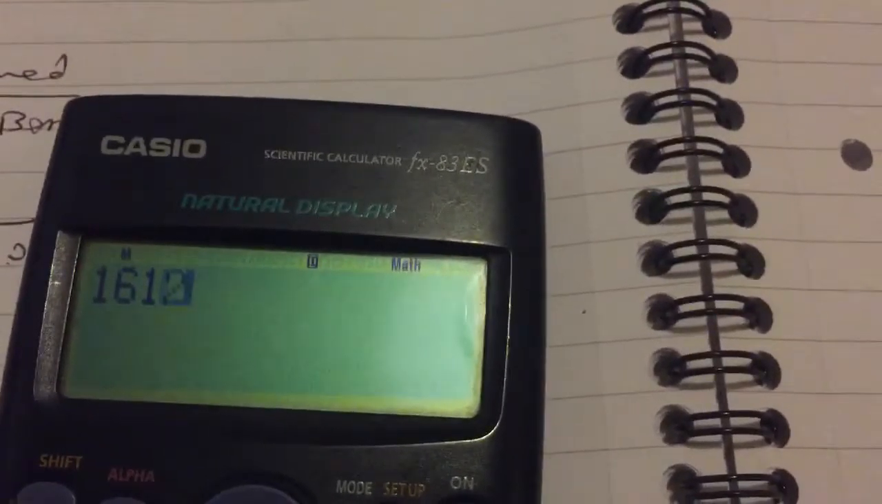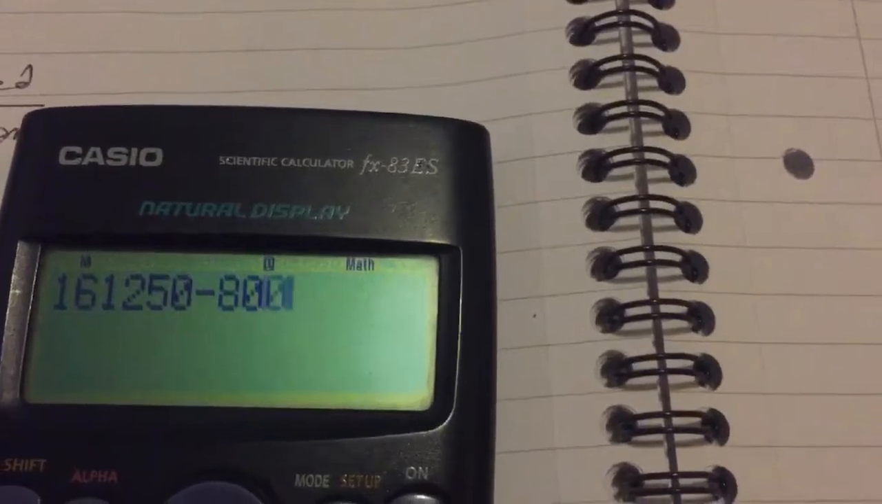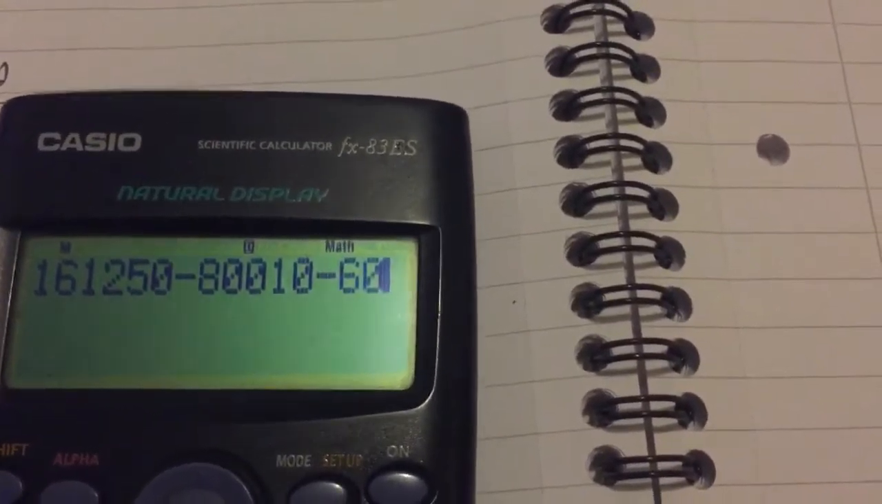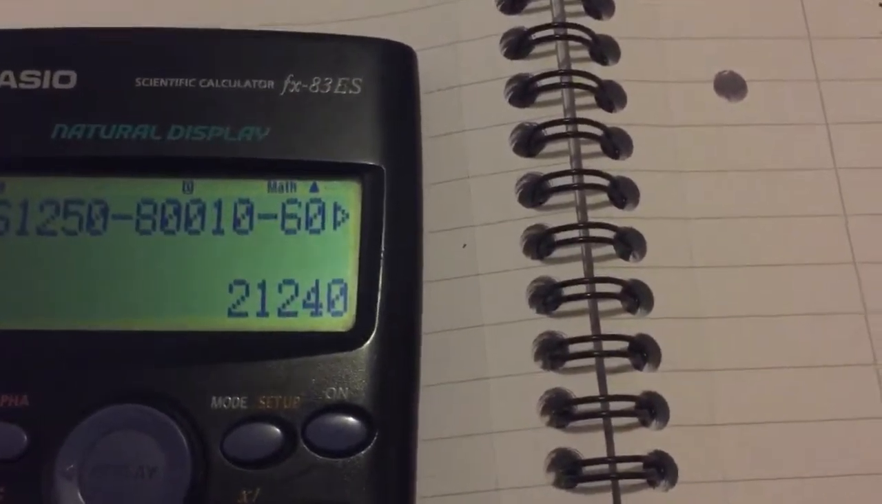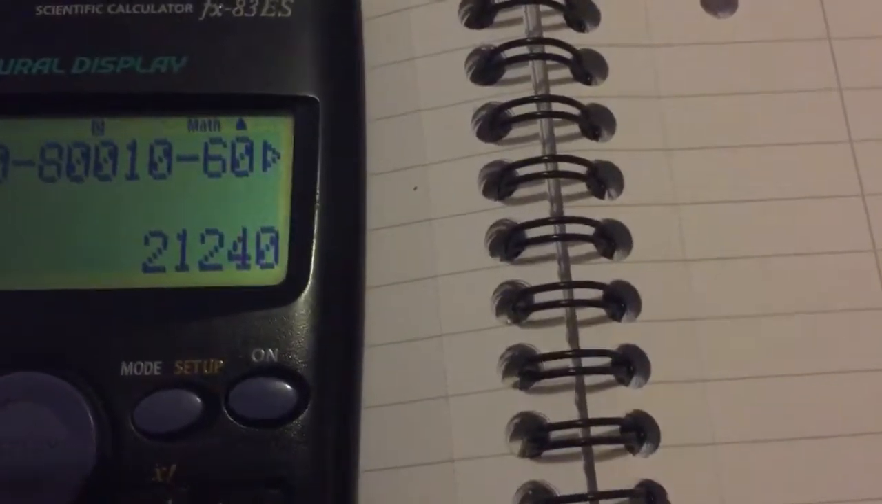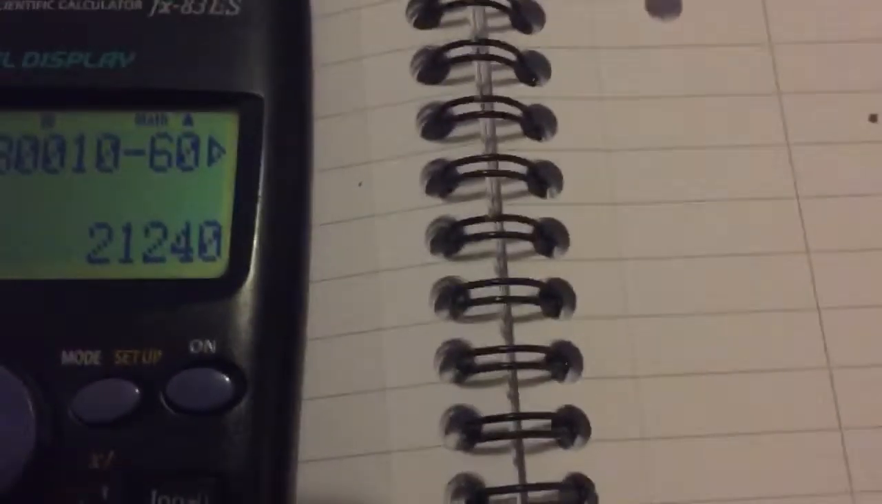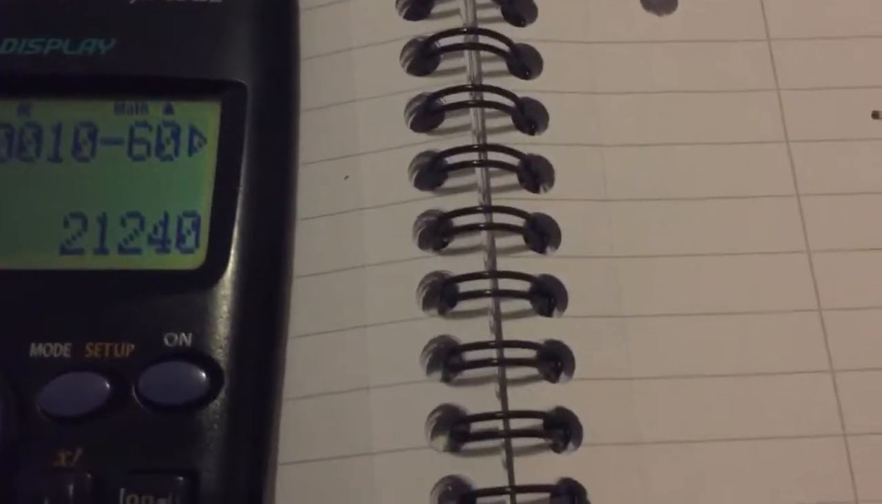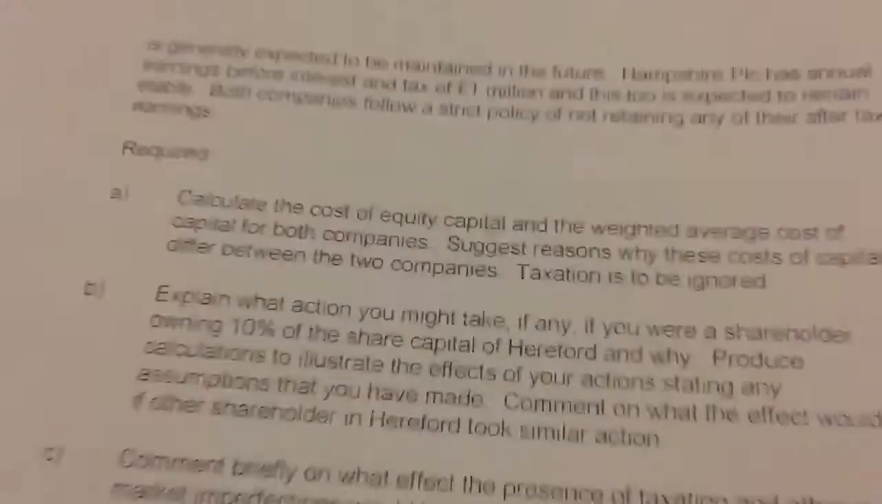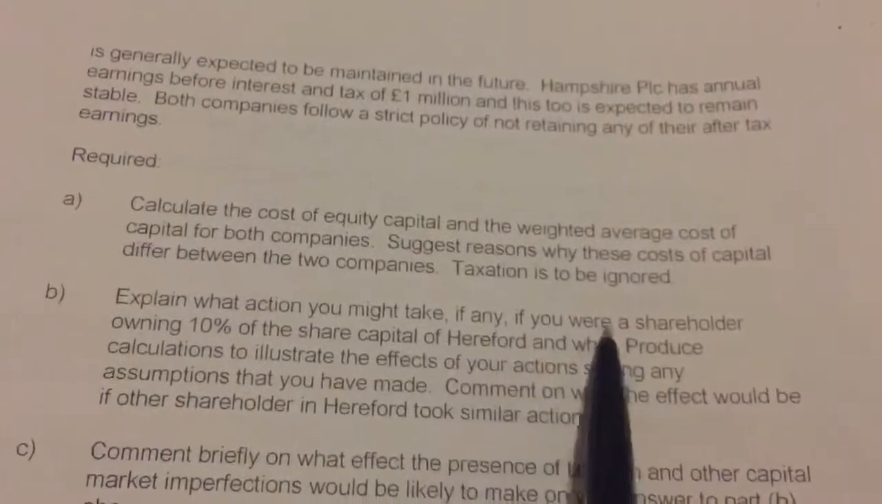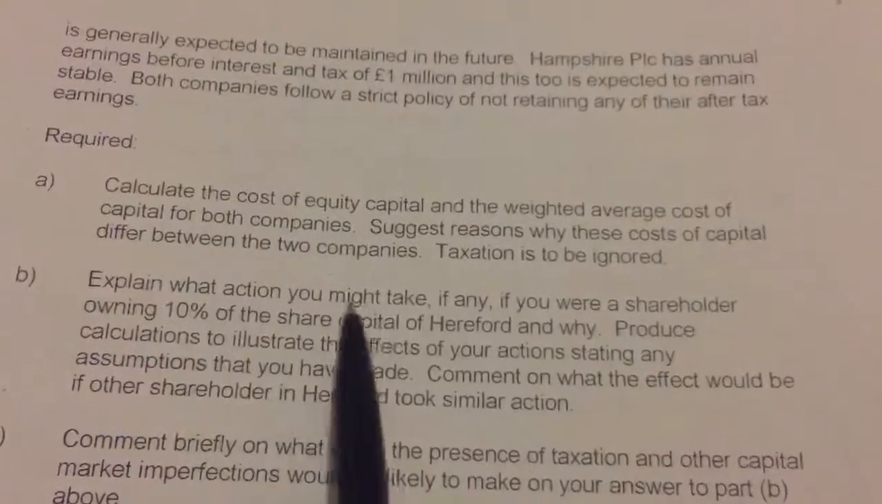So for it to be worthwhile, he needs to make a profit. So 161,250 minus 80,010 minus 60,000 equals 21,240. And so that means he's made a profit of 21,240. So because he's made a profit of 21,240, question B asks you to explain what action you might take.